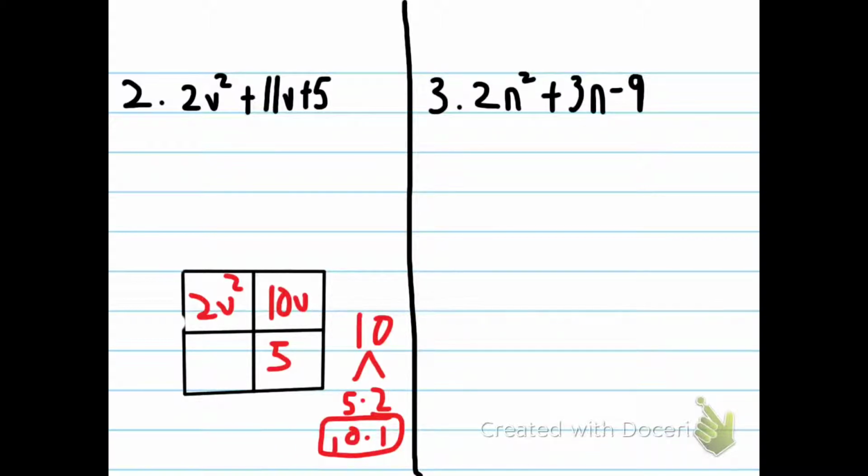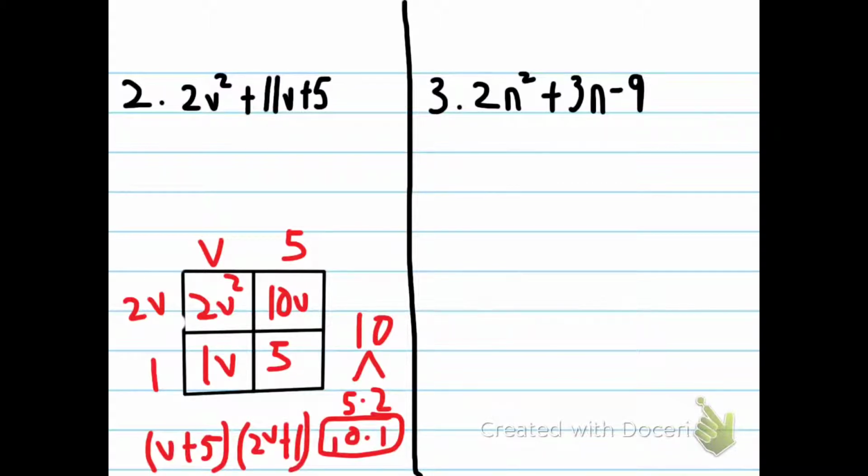So 10b and then 1b. So both of these terms have a 2b in common, and then a b, and then a 5's left over, and then 1b, and then you know 5 times 1 is 5, so your answer is b plus 5, and then 2b plus 1.